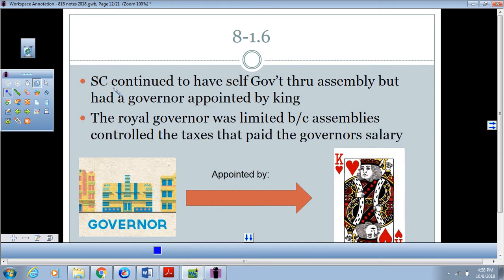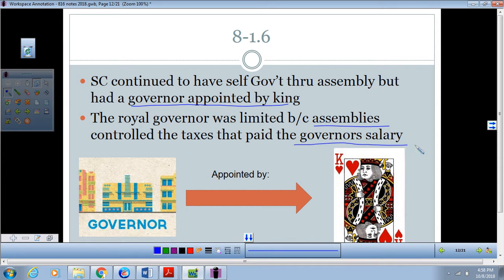Now, South Carolina continued to have self-government through an assembly, but had a governor appointed by a king. And I'm going to talk about this. The royal governor was limited, though, because the assemblies controlled the taxes that paid the governor's salary. So, the royal governor, the king's man, the General Assembly kind of had some control over him.